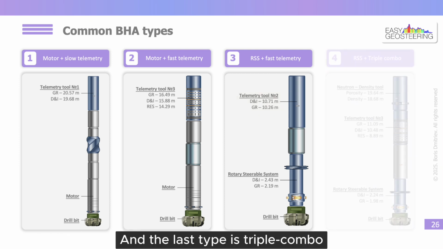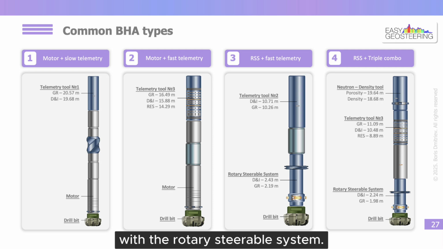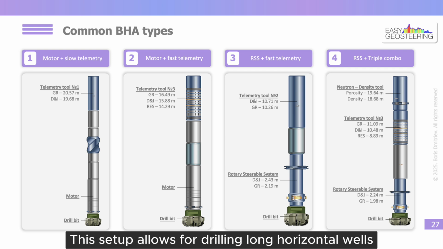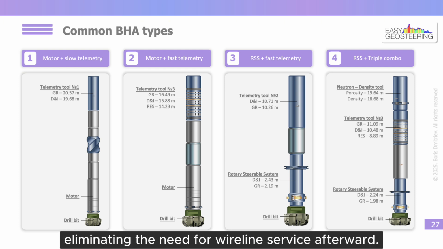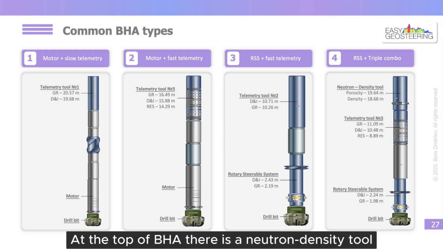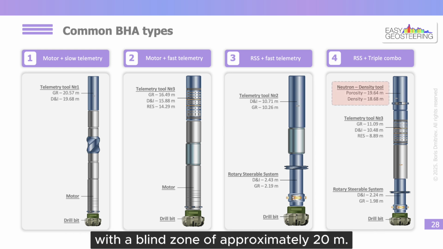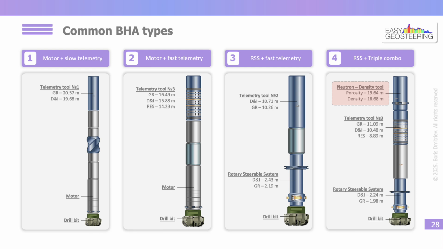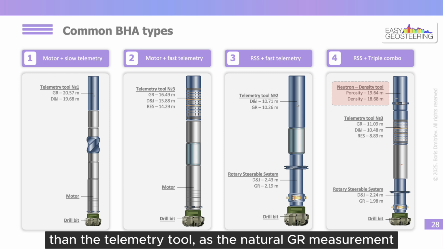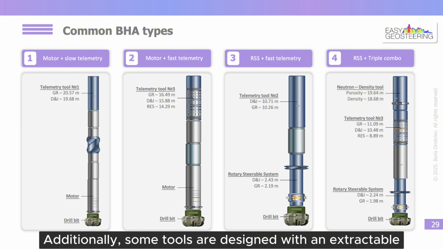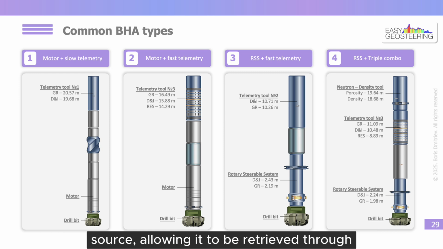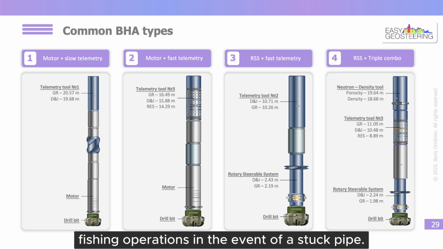And the last type is triple combo with a rotary steerable system. This setup allows for drilling long horizontal wells with a comprehensive set of LWD curves. In some cases, these curves are sufficient for formation evaluation, eliminating the need for wireline service afterward. At the top of BHA, there is a neutron density tool with a blind zone of approximately 20 meters. This tool cannot be placed closer to the bit than the telemetry tool, as the natural gamma ray measurement would be strongly affected by the radioactive source. Additionally, some tools are designed with an extractable source, allowing it to be retrieved through efficient operations in the event of a stuck pipe.